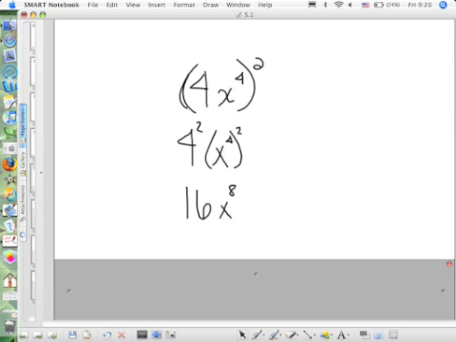So when you get coefficients thrown in there, don't get confused. When you get negative numbers being squared, what happens to any negative number that's squared? Positive. It becomes positive. What happens to any negative number that's cubed? Negative. It stays negative because you're multiplying a negative 3 times, an odd number of times.